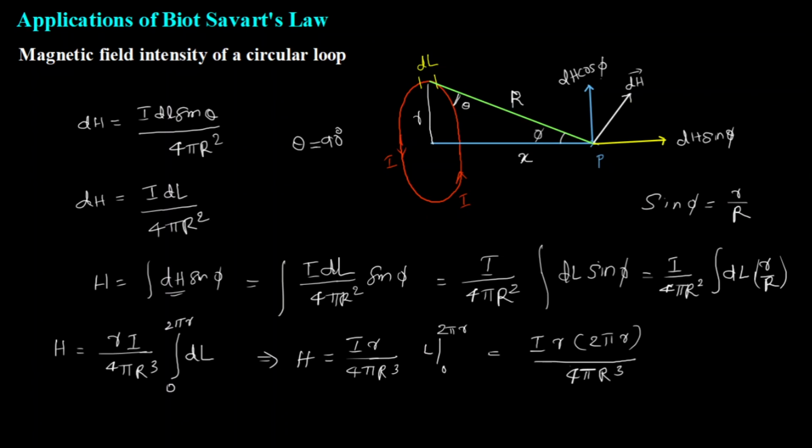Now cancelling out the common terms, pi, and 2 times 4, I get H as IR square. I have R here, R, so IR square divided by 2 pi is cancelled, so 2r cube. So this is my H. Okay, so I get H as IR square by 2r cube.